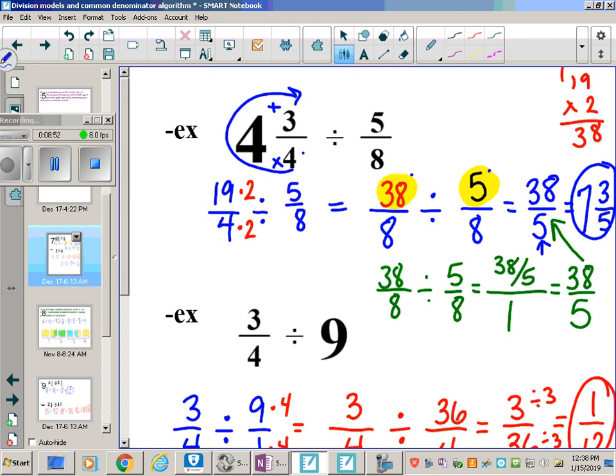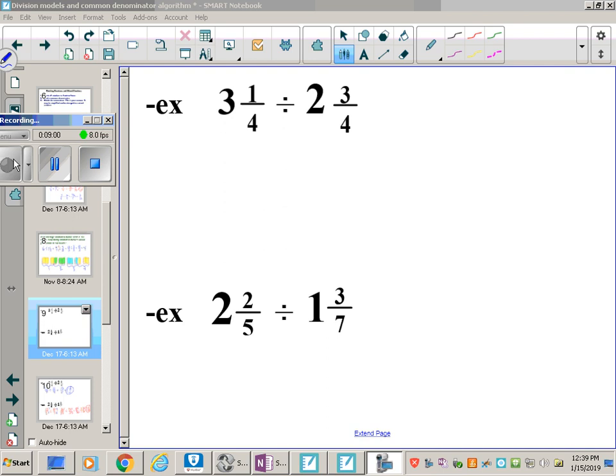All right, I'm going to give you 2 more problems that I want you to try. So you're going to try these 2 and then see if you get them correct. All right, so now try these. Pause while you try them, and then once you've tried them, go ahead and hit play and see if you have them correct.